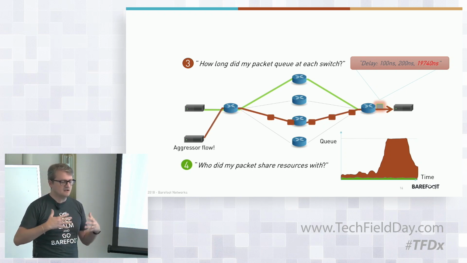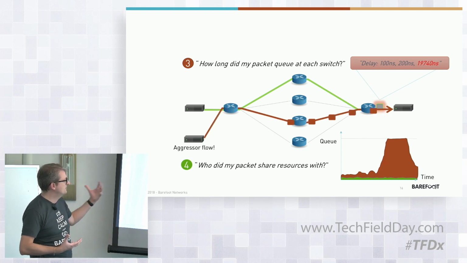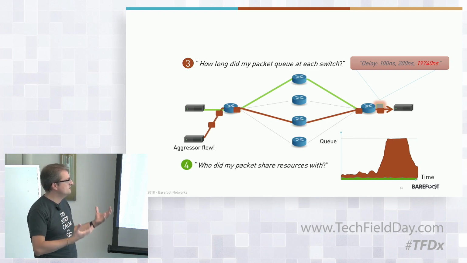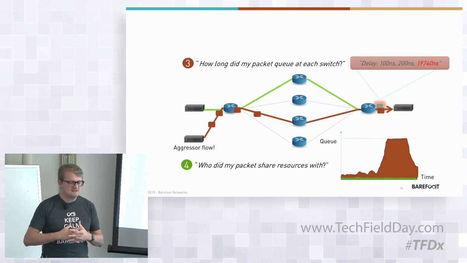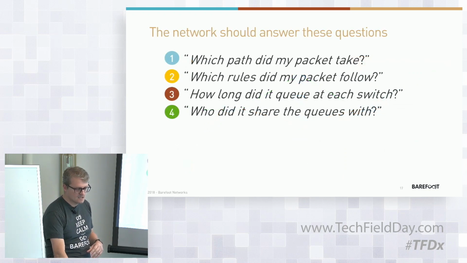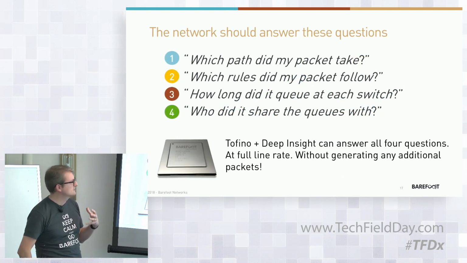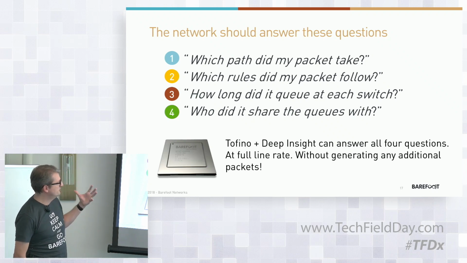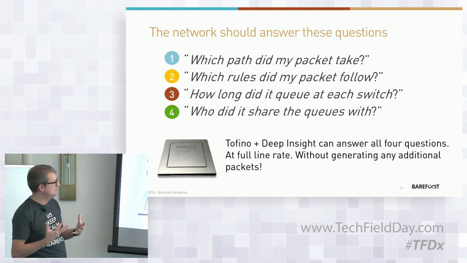So in this particular scenario where I have like an application that is misbehaving and is acting as an aggressor flow and is consuming the bandwidth, can you tell me that? Can you tell me more? So instead of doing long troubleshooting workflows, with few clicks, I can find out about this problem, right? So we call this the 4 ground truth questions of network telemetry. And we believe with Tofino and Deep Insight, we can answer them all with no impact on performance.